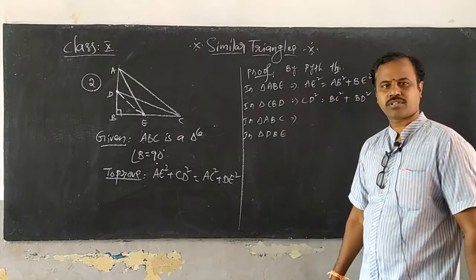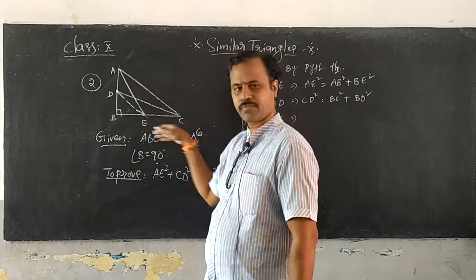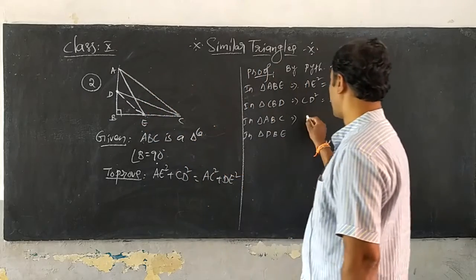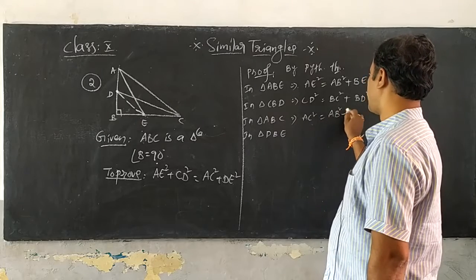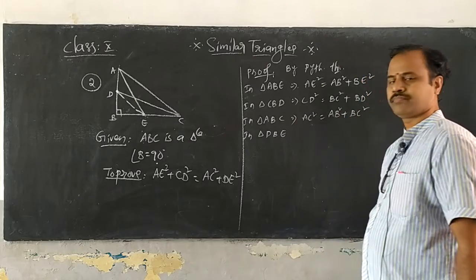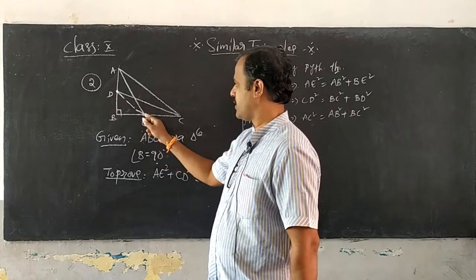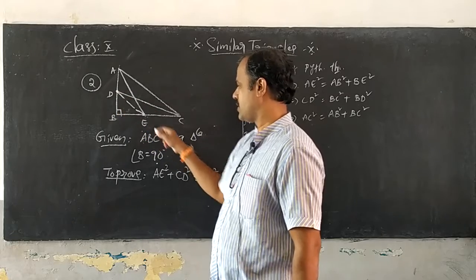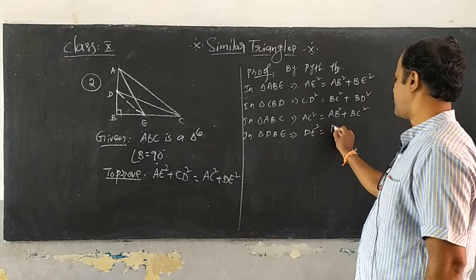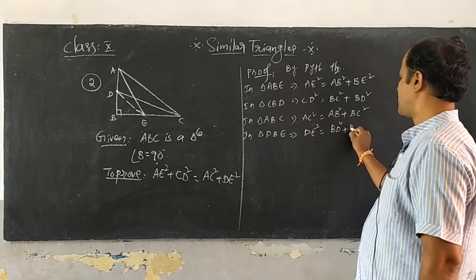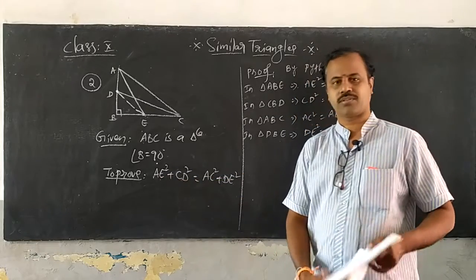Now in triangle ABC, the total triangle, AC square is equal to AB square plus BC square. Now the last one, triangle DBE. The hypotenuse is DE. DE square is equal to BD square plus BE square. Now what do we want? We want AE square plus CD square, isn't it?